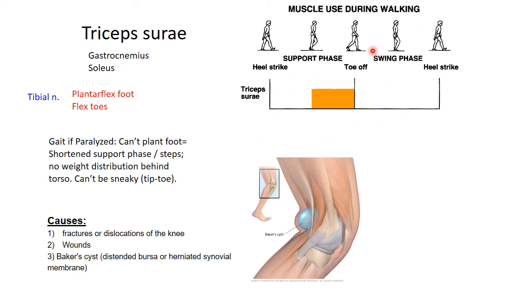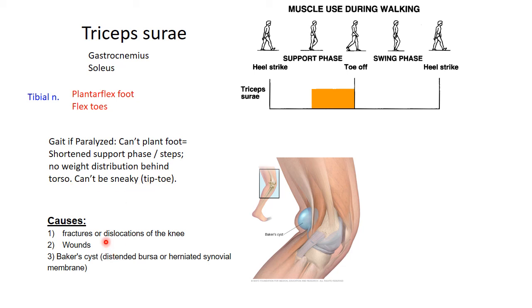So imagine you set your foot down and all of a sudden you dorsiflex way too much because you can't apply that pressure to toe off. So these people are going to have shortened support phases. They're going to have shortened steps because they can't bring their foot all the way back here because they cannot toe off properly. They're going to have no weight distribution behind the torso, and they are not going to be able to tiptoe, so they can't be sneaky, as I call it.